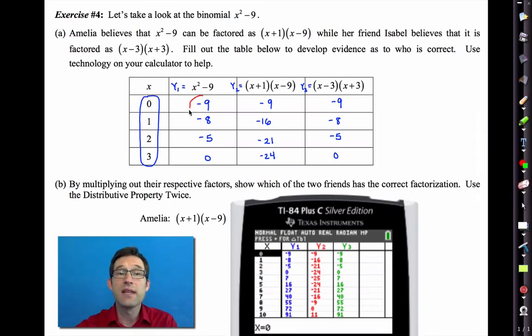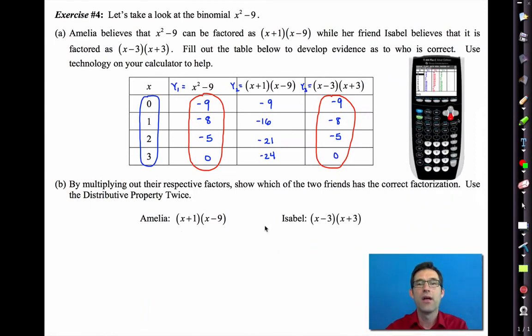So it seems, at least based on the evidence, that x squared minus 9 is equivalent to x minus 3 times x plus 3 because those are all the same. In fact, if we scroll a little bit more in our table, what we see is that that first column and that third column continue to be equal. Now, we can algebraically show that's true by simply multiplying out the two pairs of binomials. So I'd like you to do that. Take a moment and use double distribution or foiling or whatever to multiply out Amelia's answer and Isabel's answer. But pause the video now and take a moment to do that.